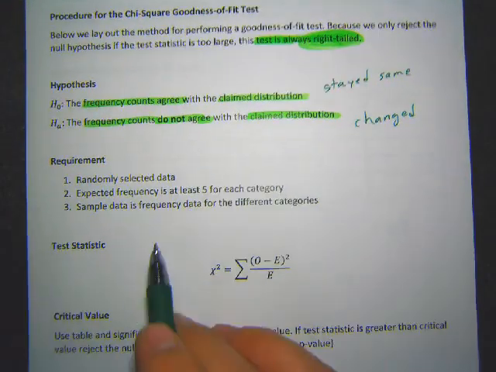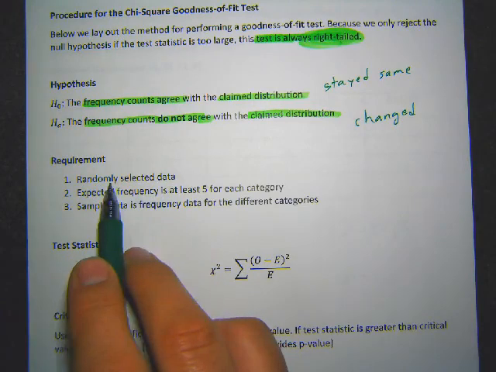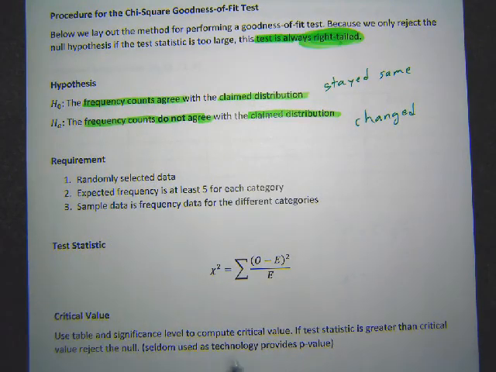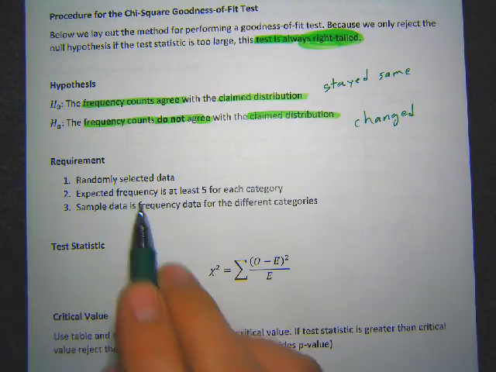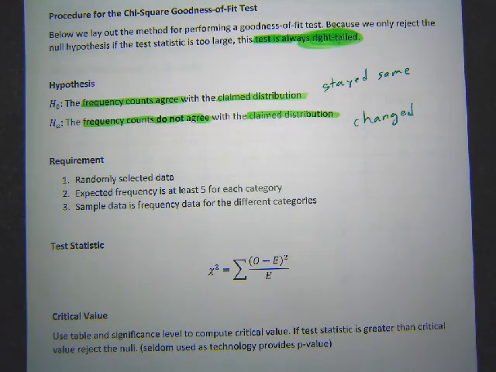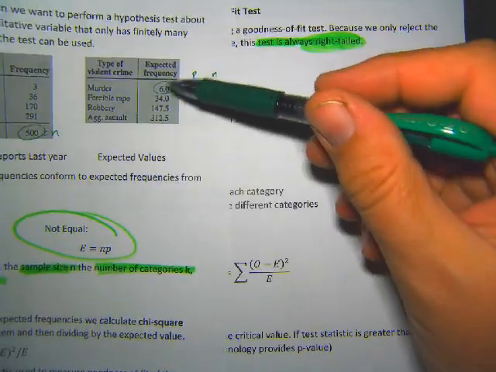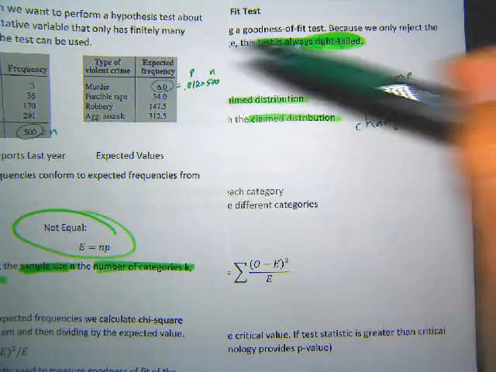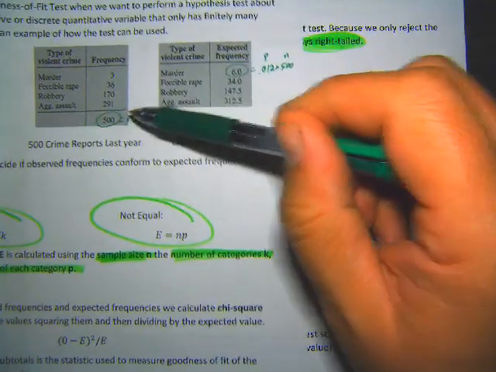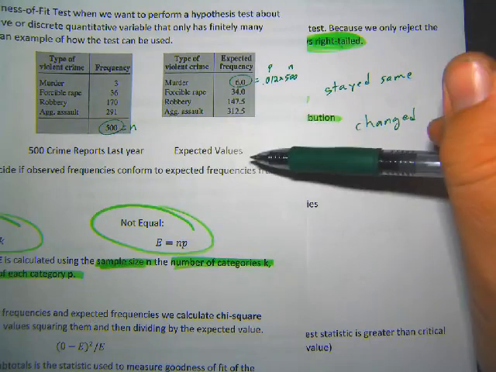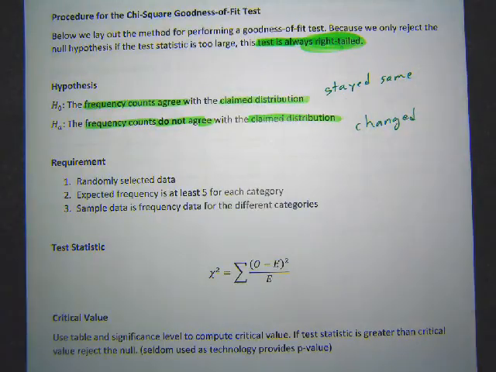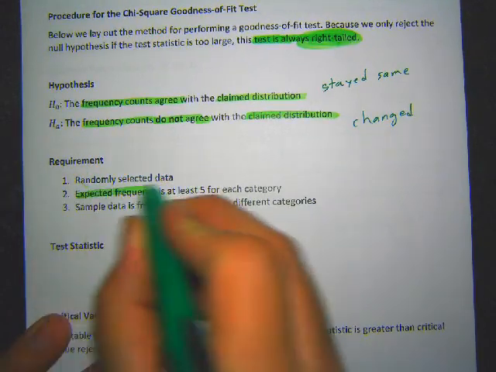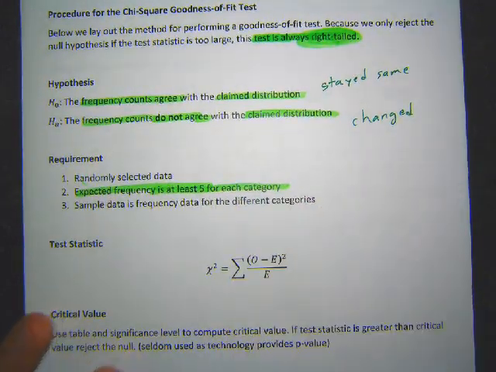When you're doing this, you do have to have some requirements, like we've seen a lot of. Randomly selected data is a requirement. The expected frequency must be at least 5 for every category. If we look at the last one, we have the expected frequencies here: 6, 34, 147, through 12. Those are all big enough. But if you ended up with one of these being less than 5, it means your sample size was too small, and you have to go back and try it with a bigger sample size. So expected frequency of at least 5 is something to be careful about for every category.